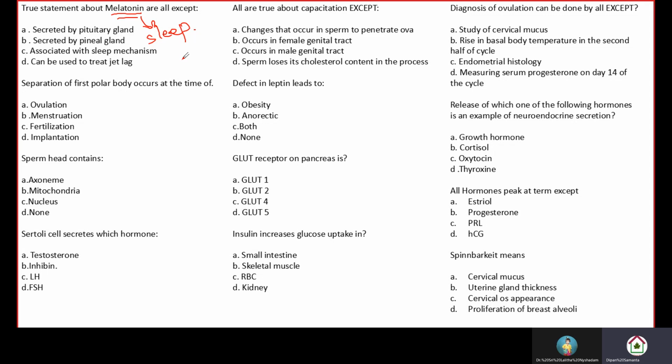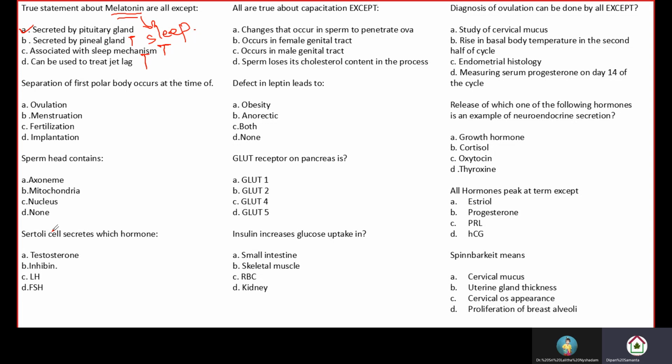So which one of these is the false statement? Secreted by pituitary gland. A will be the answer. Melatonin is secreted by pineal gland, true. Associated with sleep mechanism, that is also true, and can be used to treat jet lag, that is also true, because melatonin nowadays is used to manufacture certain drugs that can be used to treat jet lag and insomnia in elderly people.